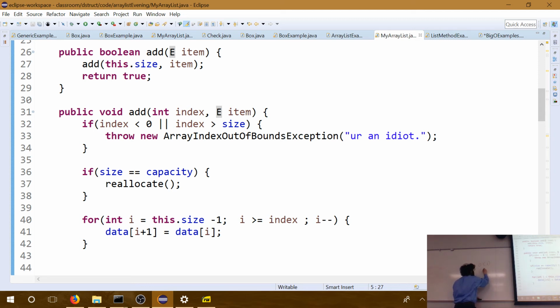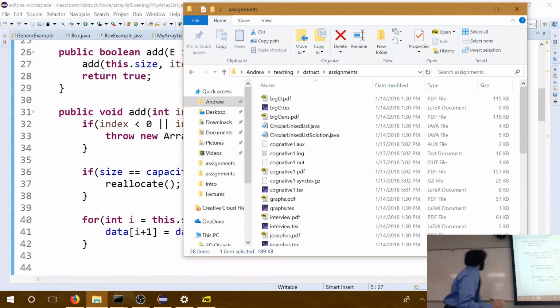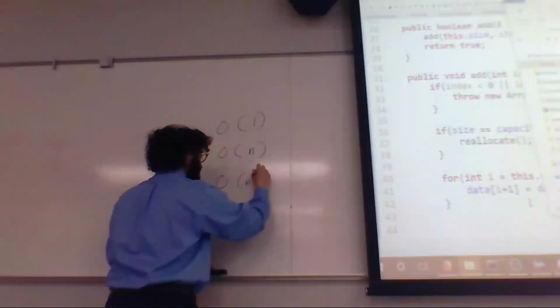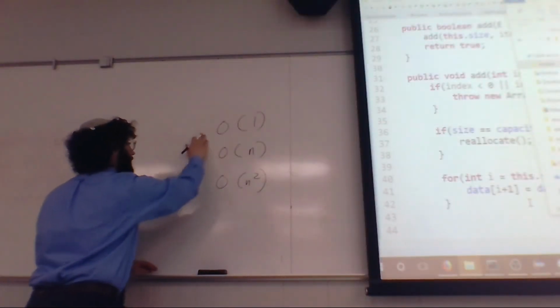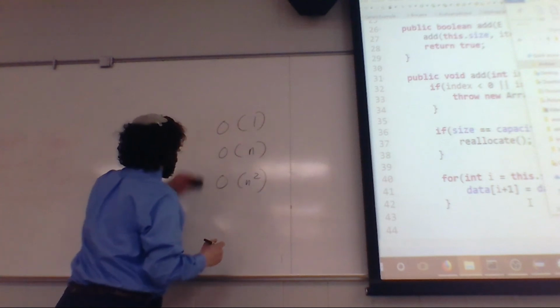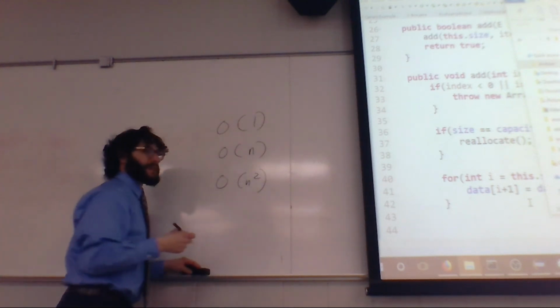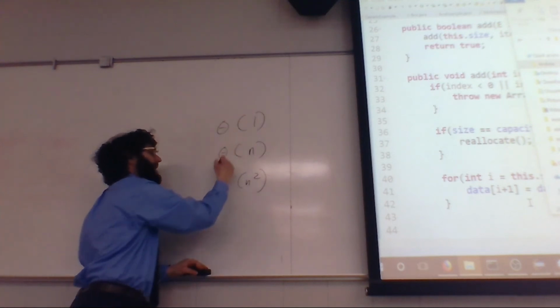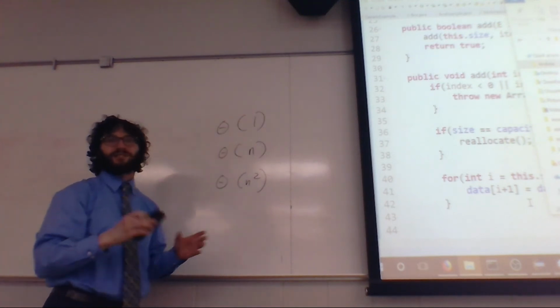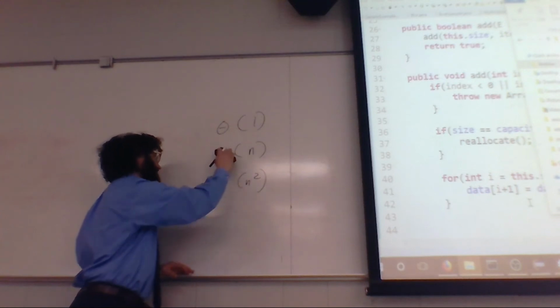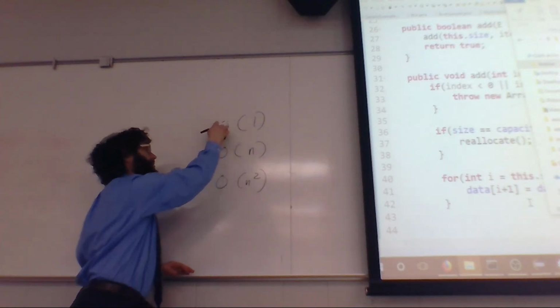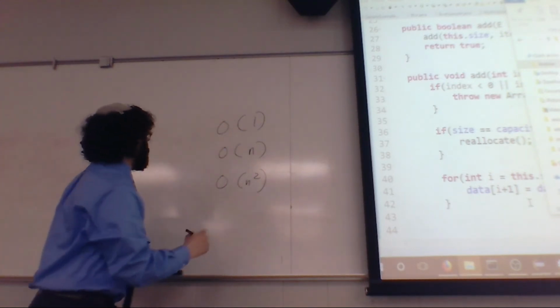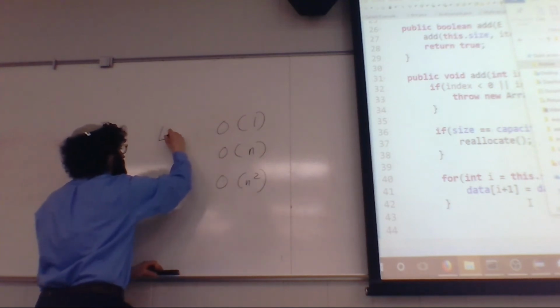O of 1, oh, let me get it over on the board. O of 1, O of n, and O of n squared. Okay, and big O is just what mathematicians use, and technically I'm not even using it correctly because technically the mathematicians are all about something called big theta, and computer scientists just use big O because we're terrible mathematicians. But we use big O, and I'll get into what that means.